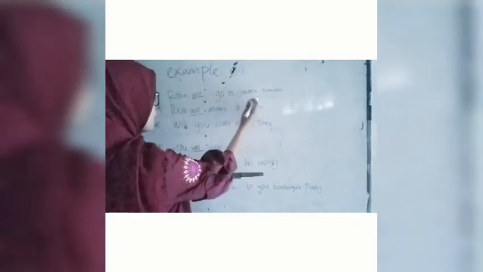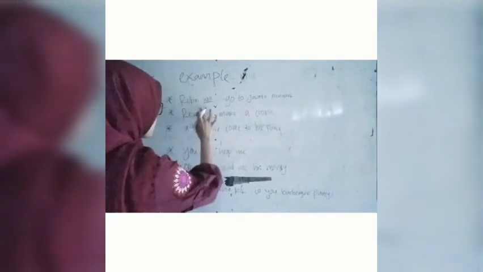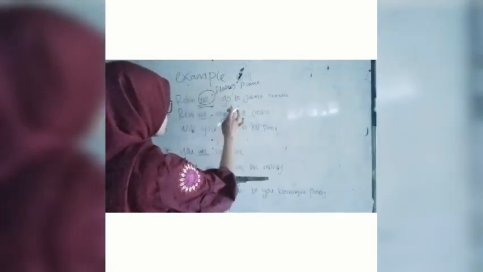Example of will. The first example is, Robin will go to Jakarta next week. In this sentence, I want to underline the will. The will explains the stating of a plan. Stating plan, in Indonesian, is menyatakan rencana. Robin will go to Jakarta next week.